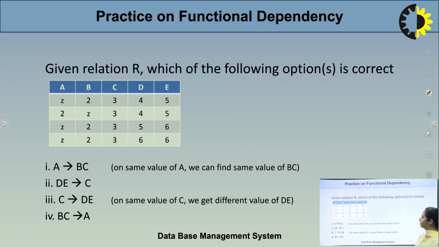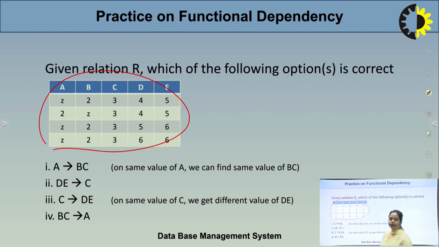Here we have some practice problems on functional dependency. Suppose a relation R is given and this is the table of relation R. Now I need to tell whether the following dependencies are valid or not with the help of this table. So let's get started one by one. First dependency is A tends to BC. What is the meaning of this functional dependency? With the help of A, I can search the value of B and C. Let's see the table.